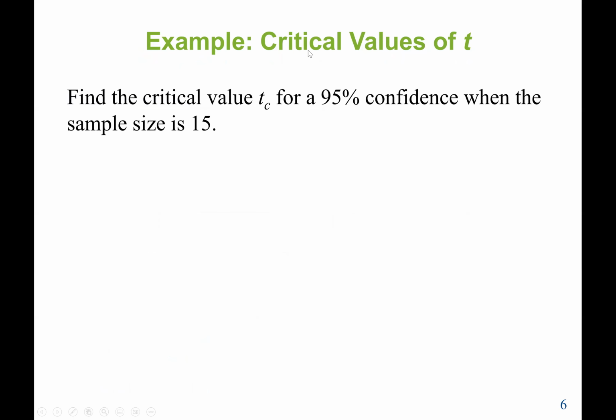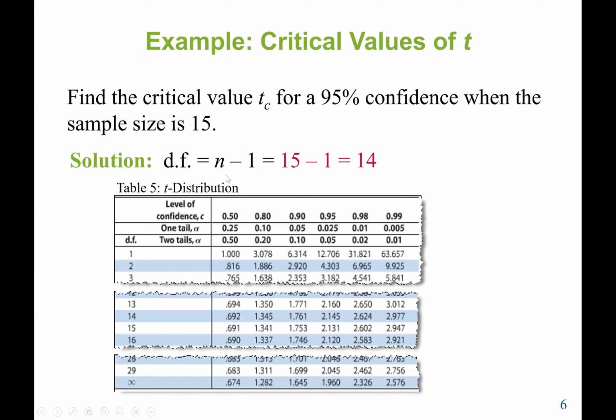Now, let's see one example, critical values of t. Our question here says we should find the critical value, tC, for a 95% confidence when the sample size is 15. Since the sample size is less than 30, we are going to use our formula, but here we're also going to use the t-distribution table. Remember, the degrees of freedom is n minus 1. So 15 minus 1 is 14. This will take us to the first column, degrees of freedom, on our table, number 14.